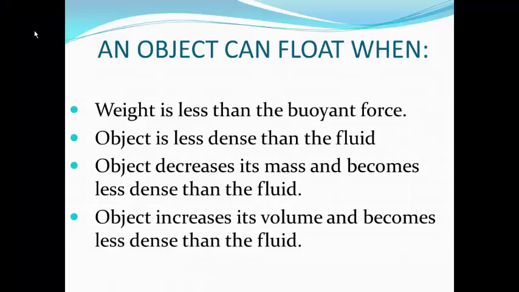But they're changing the density by changing the mass of the submarine. So let's pull everything together. An object can float when its weight is less than the buoyant force, or it's less dense than the fluid it's in. And remember, we can make an object float by decreasing its mass, or we could also make it float by increasing its volume, making it take up more space than it did originally, and that could allow it to float.